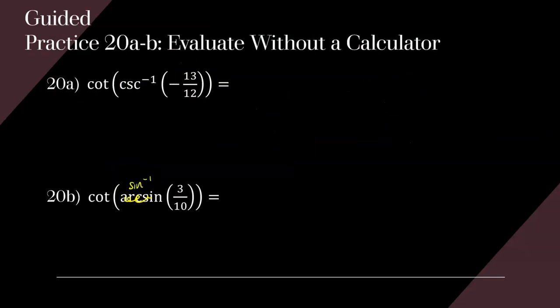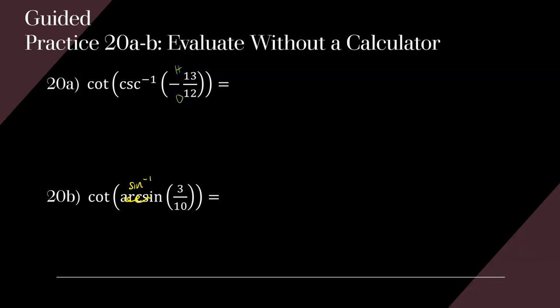All right, I want you guys to try the next two on your own. So now the guided practice problem, instead of doing the guided practice problem that you see first, I want you guys to do just these two instead. So you're going to find the cotangent of the cosecant of negative 13/12. So remember the cosecant, that would be the reciprocal of the sine function. So this would be the opposite. This would be the hypotenuse.